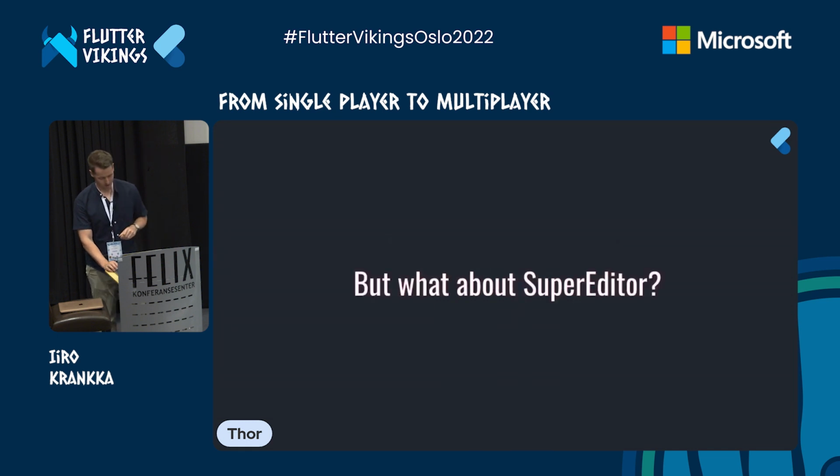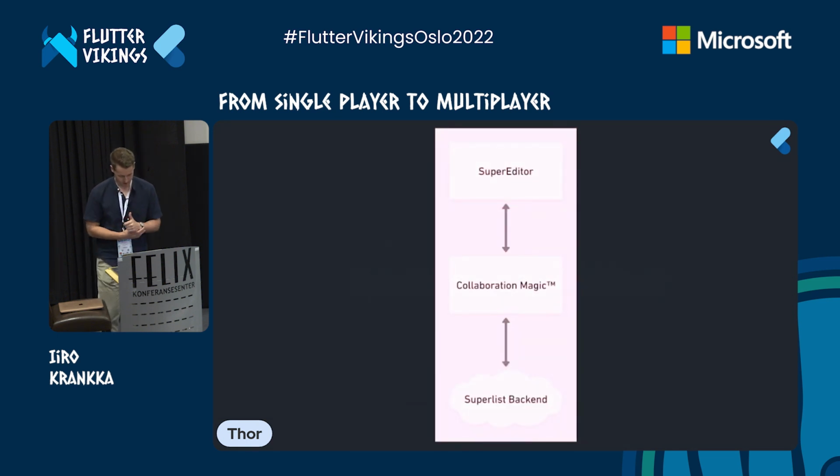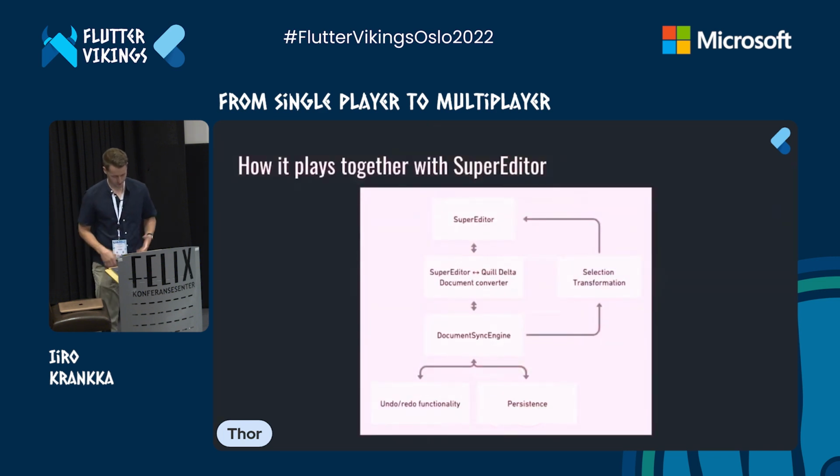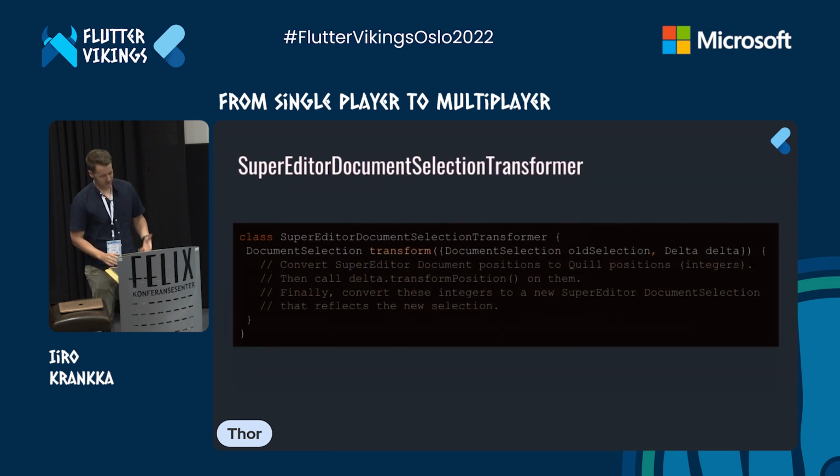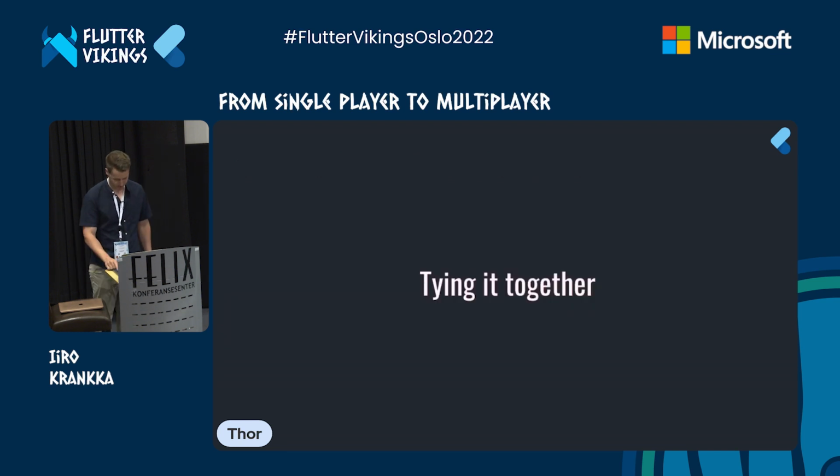Are we done now? So now we have this collaboration magic layer, but there are some parts here that we need to wire up for SuperEditor. One of them is that we need to convert this delta document into a SuperEditor document so that SuperEditor can render it, and also do that the other way back. And then the selection transformation needs to be done in a SuperEditor specific way. There's an example in the source code. How do we tie it together?